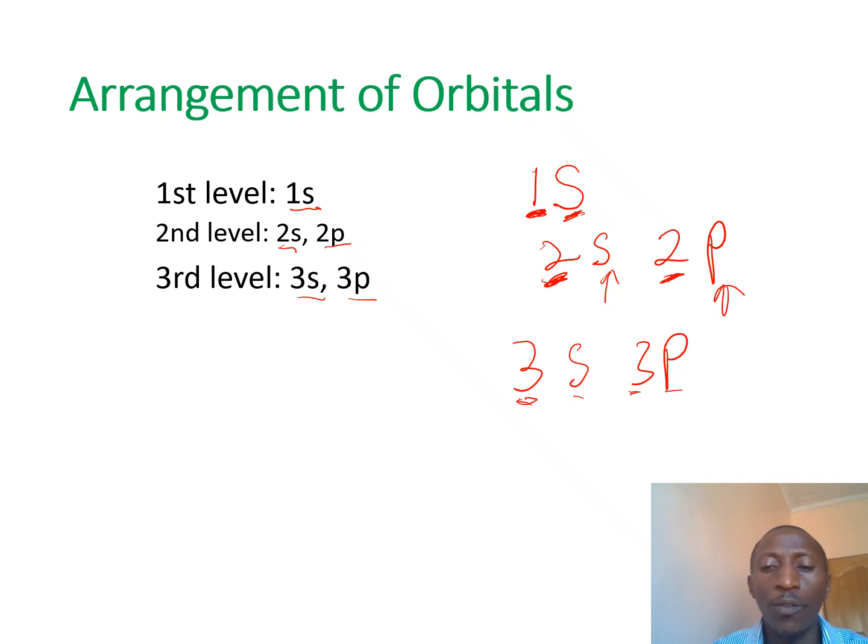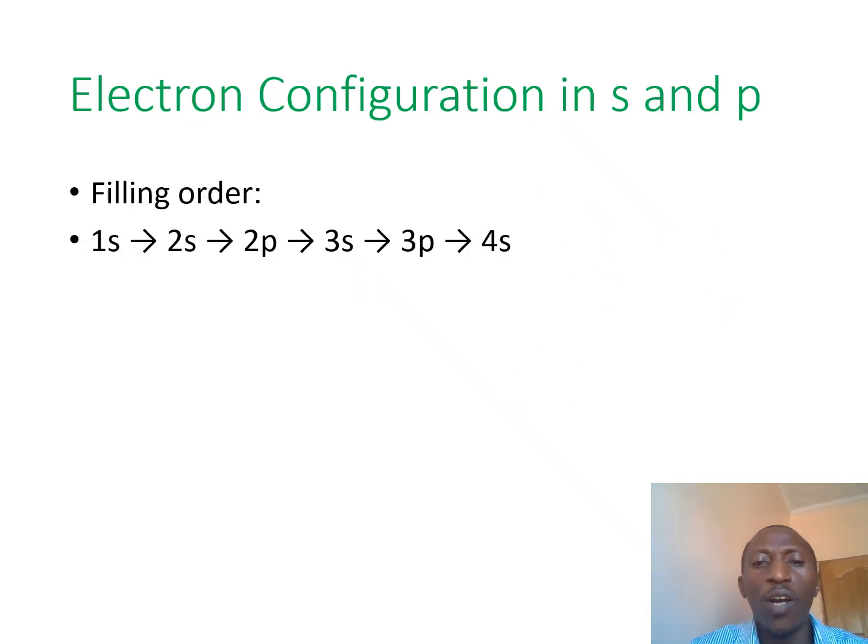Let us move on. And here we talk about the electron configuration in s and p. What is the filling order? We fill from the lowest energy level upwards to the higher energy levels. So the first energy level is energy level 1. We fill it with a maximum of 2. We move to the second energy level. We have the s orbital first. We fill it with a maximum of 2.